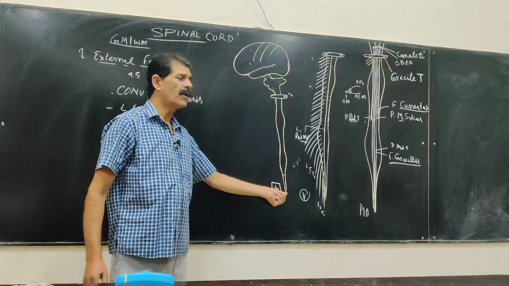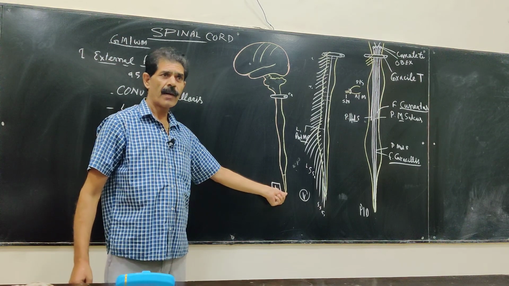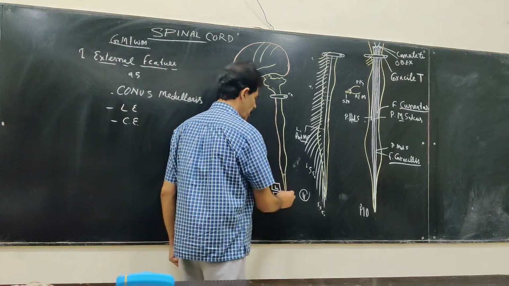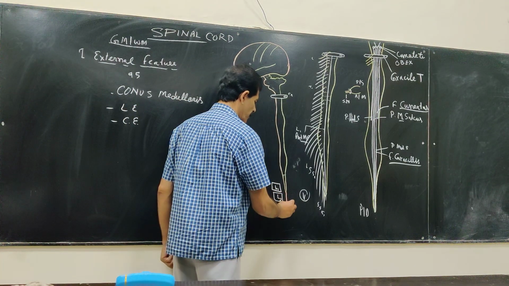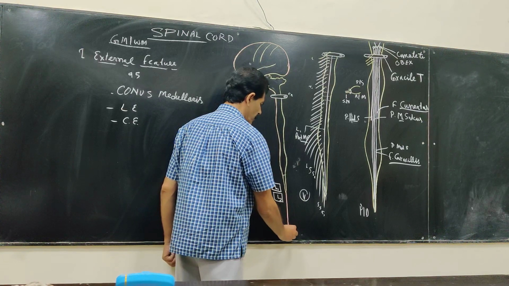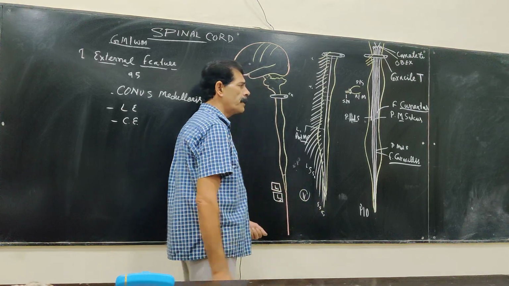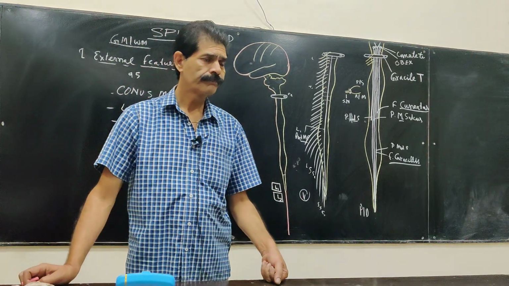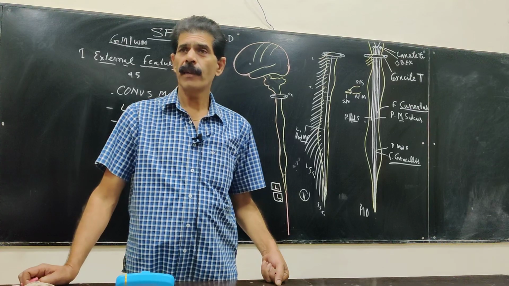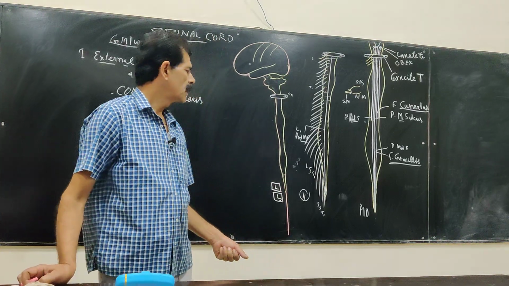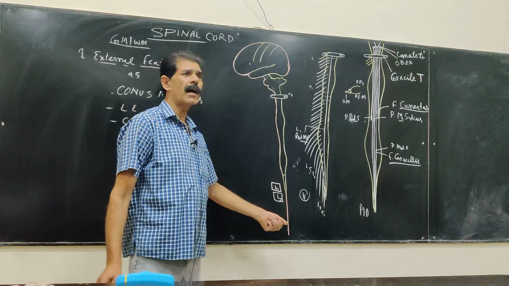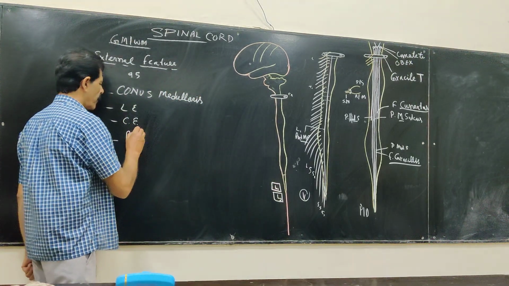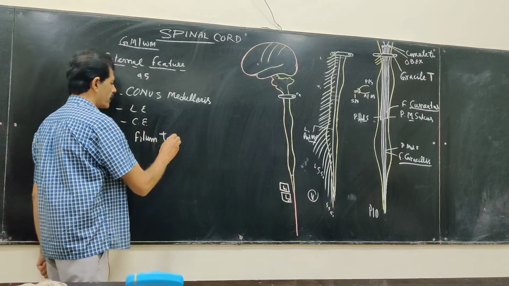And the pia mater is not ending here. Pia mater still continues down from the conus medullaris, but it is a fused pia mater, and this pia mater is 20 centimeter long. From the tip of the conus medullaris, this pia mater which continues down is called the filum terminale.